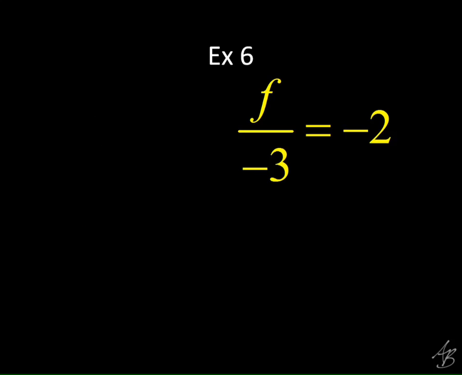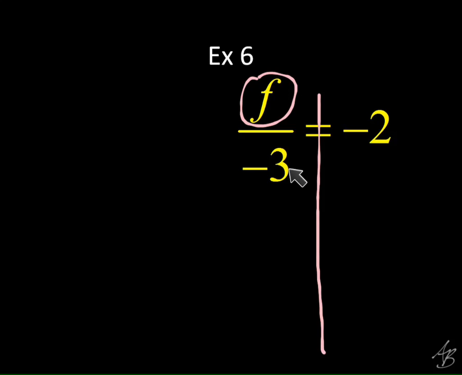Example number 6. We have f over negative 3 equals negative 2. Or instead of saying f over negative 3, we could say what? F divided by negative 3. Exactly. So we'll start by circling the variable, drawing a line. And we want to get the f by itself, so we have to get rid of the negative 3. All right, so this is f divided by negative 3.